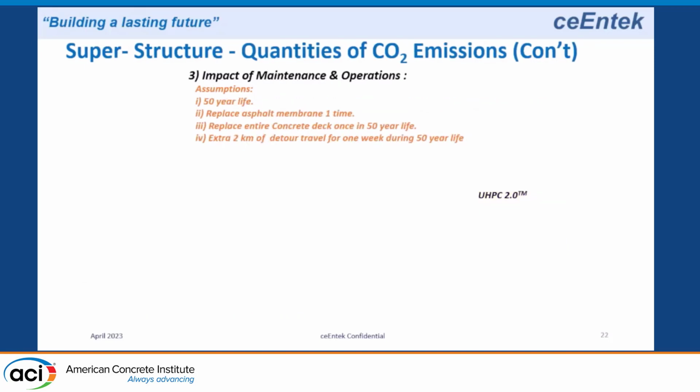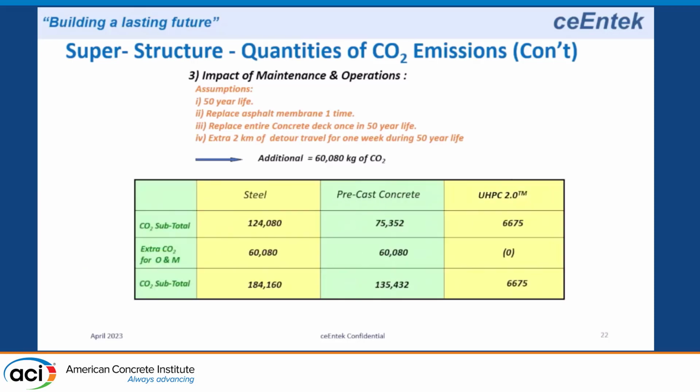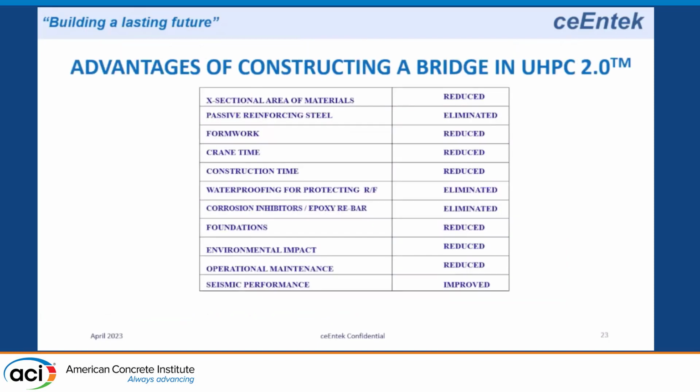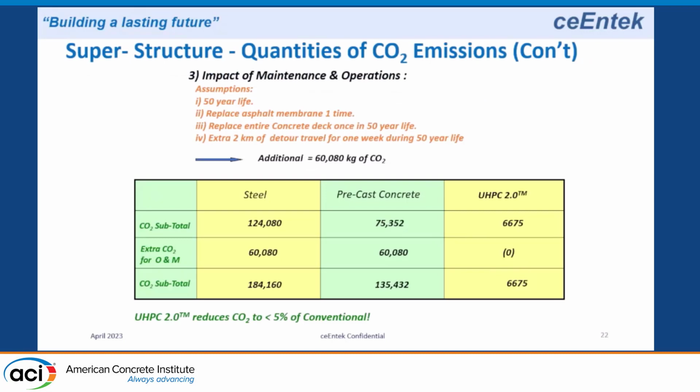Now, if we look over the life cycle, we're going to replace the deck once in the two conventional solutions in a 50-year life. That's 60,000 kgs to replace the deck and the asphalt membrane. And again, I put that in here, so I added an extra CO2 for operation and maintenance. And what you find out is that we're now at about 5% of the conventional solution over the life cycle of the project. So you can dispute any of the numbers you want, but the difference is so great.